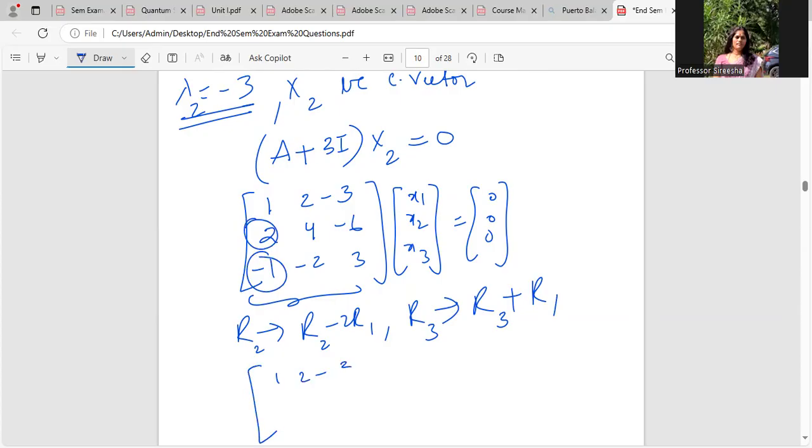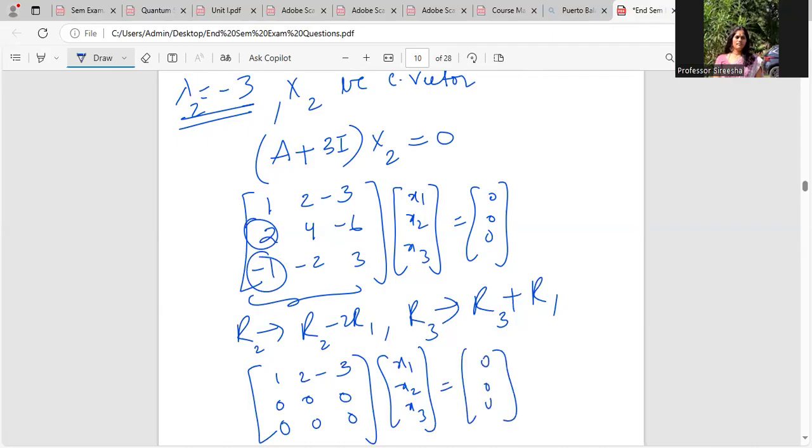1, 2, minus 3, no change in the first row. In the second row, I'm multiplying the first row with 2 and subtracting it from the second row, so I'll have all zeros here. Similarly, I'm adding R1 to R3. So minus 1 plus 1 is 0, minus 2 plus 2 is 0, minus 3 plus 3 is also 0. So I have only one equation in the echelon form, or only one non-zero row.